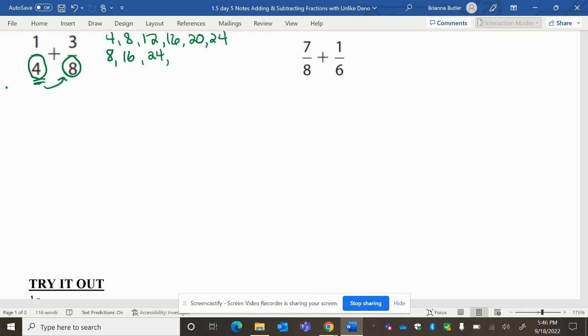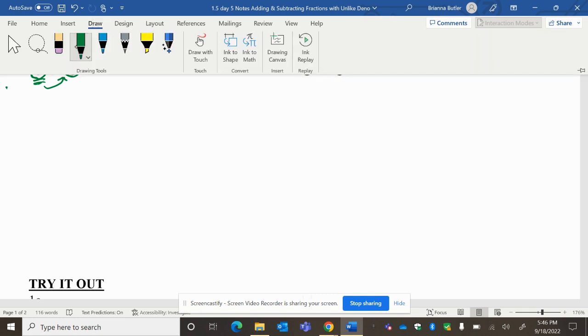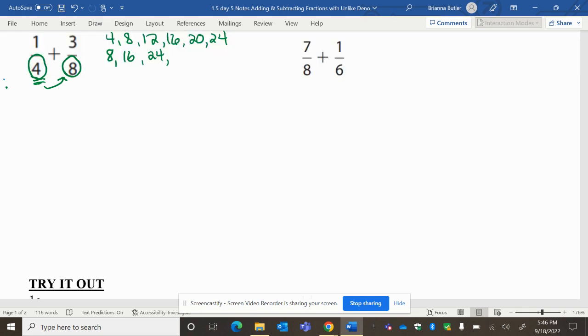So since 4 can go into 8, 8 is actually going to be a common denominator that we can use. So rather than writing out all the multiples and taking all the time to do that, which if you did it that way, you would also be able to see that 8 is a common multiple that we could use, I'm going to just use 8 here, and I'm going to make 1/4 into something over 8.